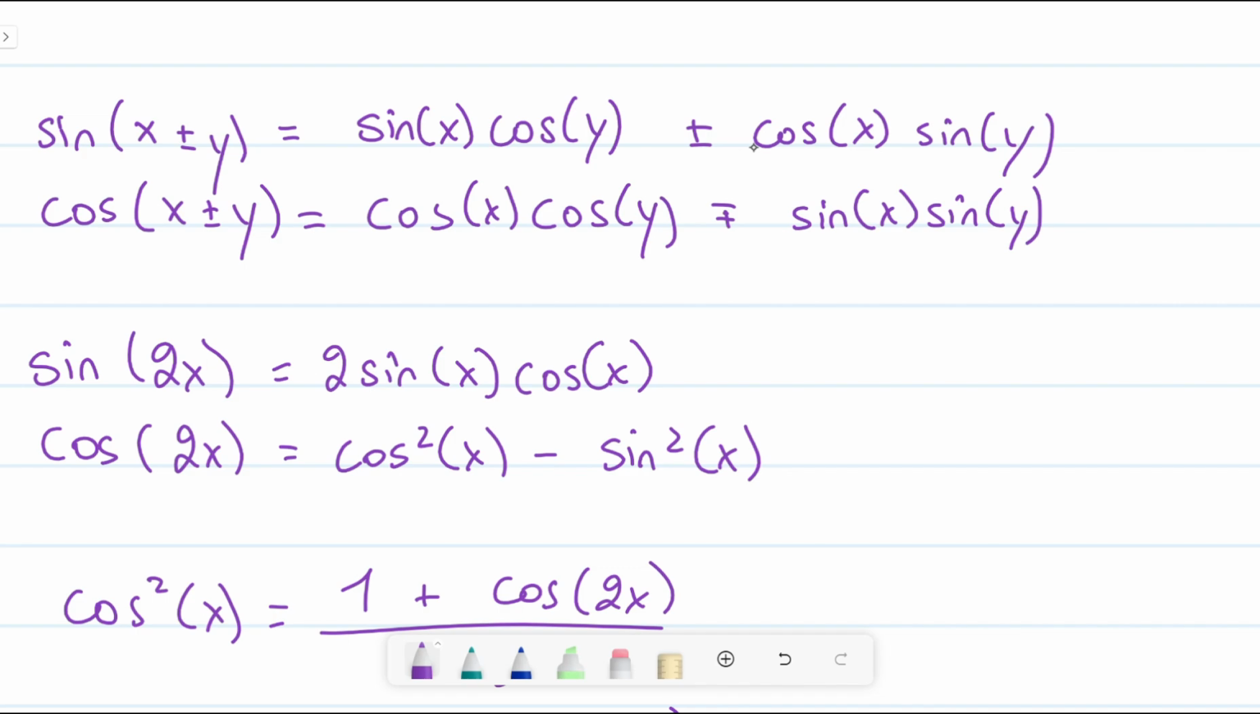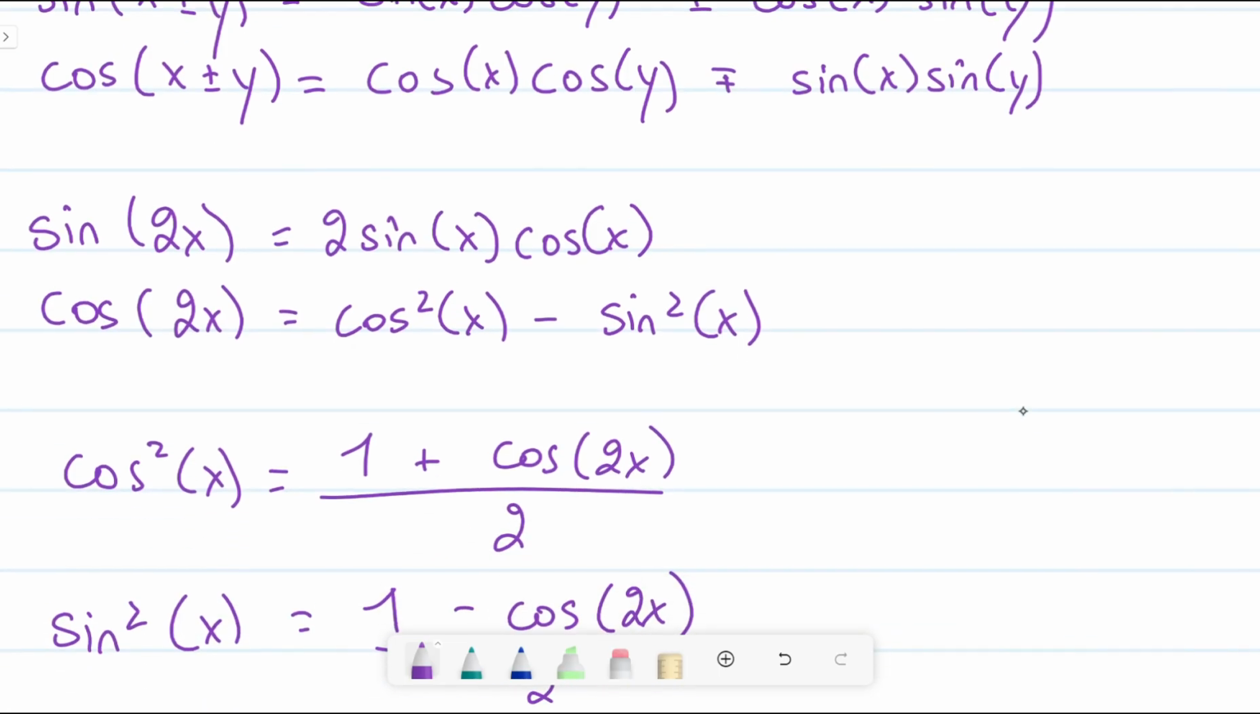Now let's continue. If we were to do sine of x plus minus y, this is equal to sine of x cos of y plus minus cos of x times sine of y. Now cos of x plus minus y is equal to cos of x times cos of y, and here we flip the sign, it becomes minus plus sine of x times sine of y. Sine of 2x is equal to 2 sine x cos x. Cos of 2x is equal to cosine squared of x minus sine squared of x.